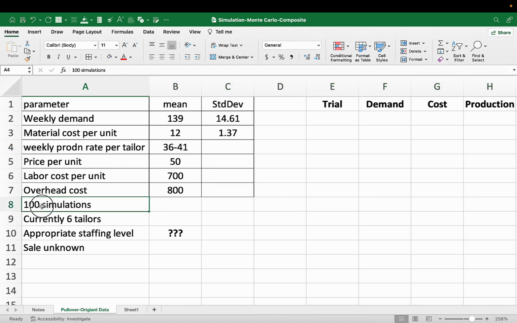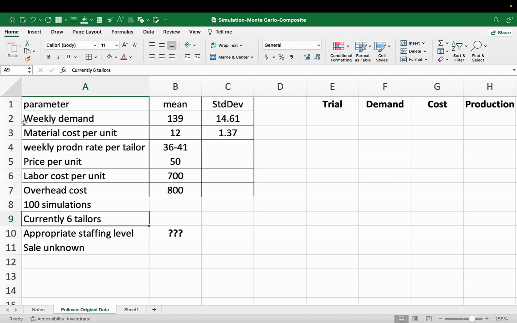And for this purpose, we'll be doing 100 simulations. By simulation, it means that we will be conducting 100 experiments using different combinations of probability values, and then we will see what happens. Currently they have 6 tailors, and they want to determine the appropriate staffing level, which means how many tailors they should have: 1, 2, 3, 4, 5, 6, how many?